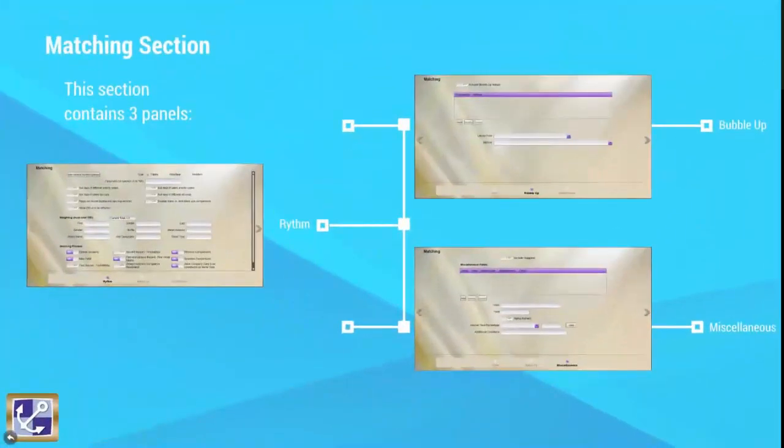Next, the matching section. This is where the magic happens. So we have 3 sections: the Rythm panel, the Bubble Up panel, and the Miscellaneous panel.